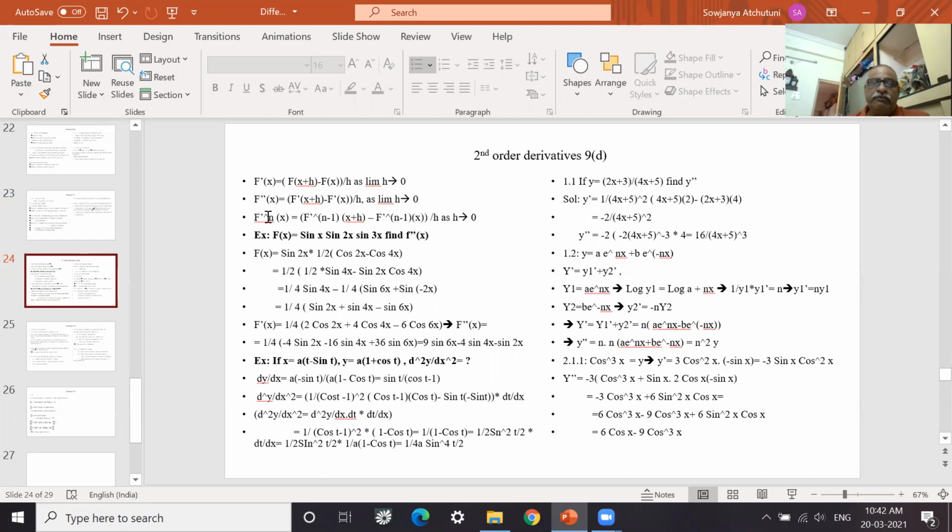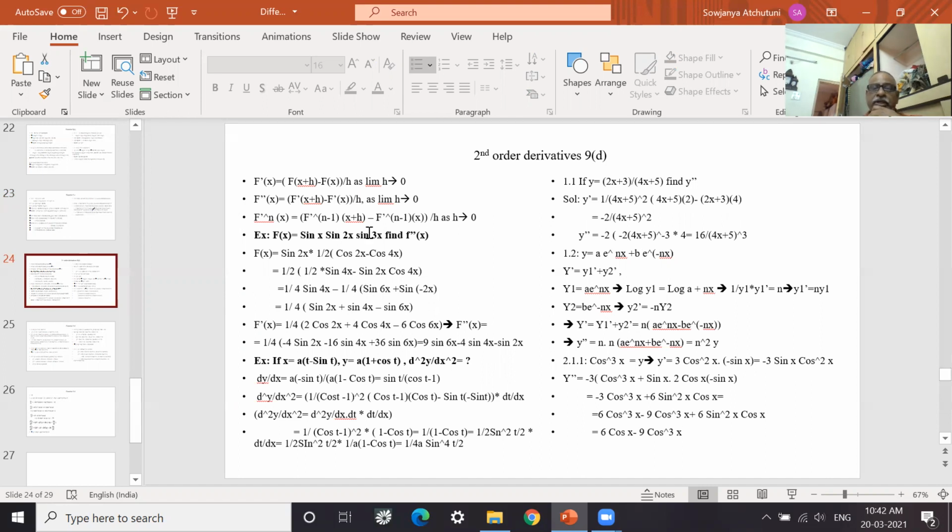So similarly, f to the power of n of x is equal to f to the power of n minus 1 of x plus h minus f to the power of n minus 1 of x by h as h tends to 0. So normally second order and third order we use in engineering solutions. For a simple thing, suppose f of x is a displacement, then f dash x is velocity because dx by dt. Then f double dash x is acceleration, d velocity by dt. So like that, second order acceleration is there. Sometimes we have to use third order also for other engineering applications. So let us see an example.